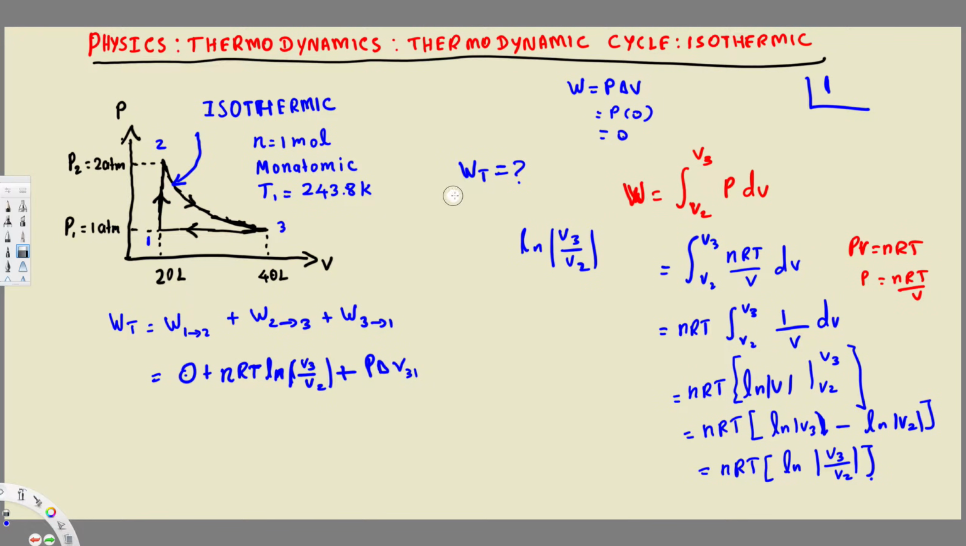Okay, so what I'm going to do, I'm going to erase this one. This is all we have to know, this equation, right?